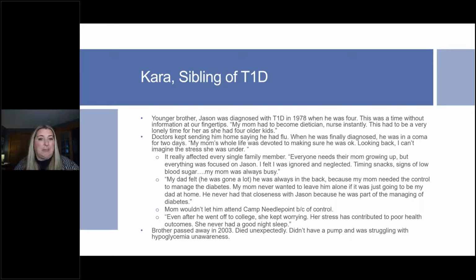Again, she talked about her mom having to become the dietitian, the nurse instantly. It was a lonely time for her. She had 5 children she had to take care of. So this is another mother with 5 children. Only one has type 1, but how distressing that is.